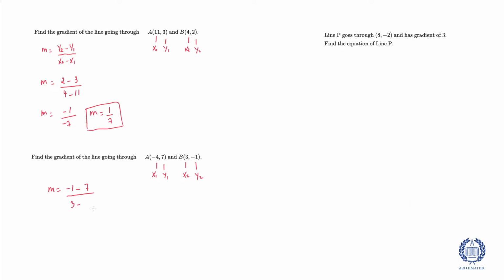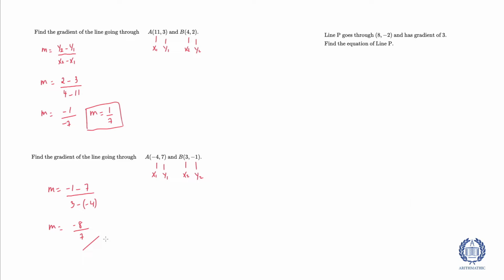Now be careful. Minus minus 4, just put it in a bracket like this, because it's 2 minuses. So minus 1 minus 7 is minus 8, and 3 minus minus 4 is 7. So your gradient is m equals minus 8 over 7. That's all you have to do to find the gradient. Once you get the 2 coordinates, just find the difference and divide it.